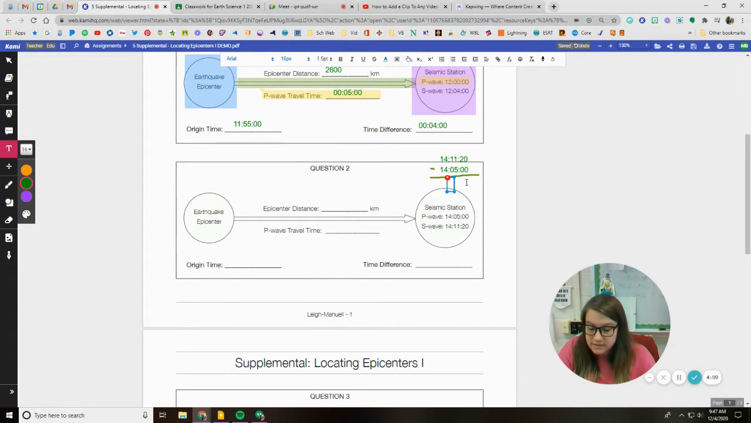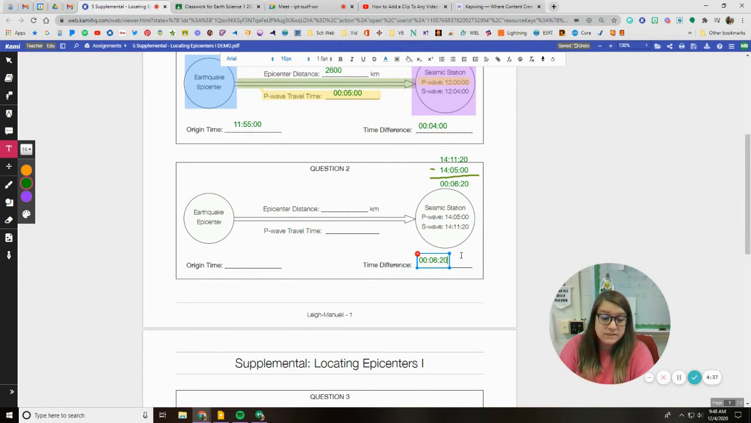So 20 minus 0 is 20. 11 minus 5 is going to be 6. And then 14 minus 14 is going to be 0. So my time difference is going to be 6 minutes and 20 seconds. I'll write that down here: 0, 0, 6 minutes and 20 seconds. Make sure you're writing it out with the zeros in front so that I know there's not hours in between.